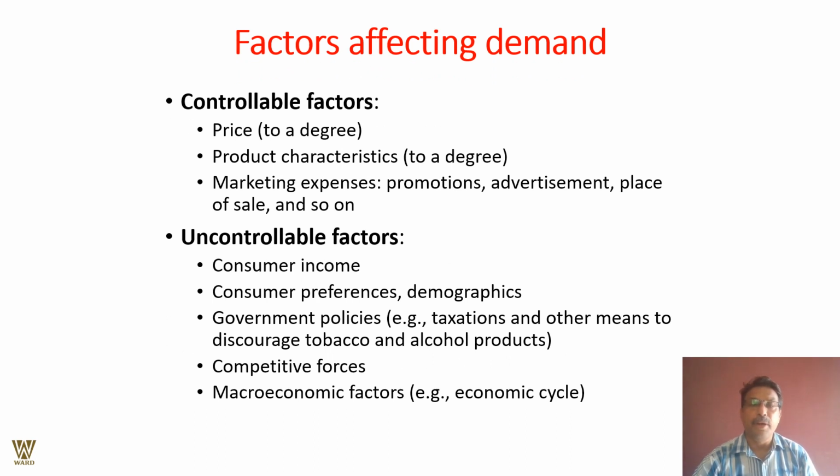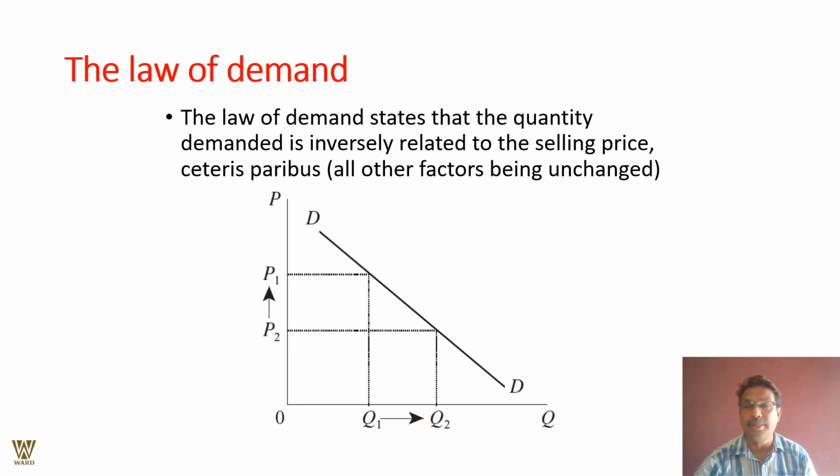Factors affecting demand. Controllable factors: price to a degree, product characteristics to a certain degree, marketing expenses, promotion, advertising, place of sale. All of these can be controlled because they are in the hands of the organization. Uncontrollable factors: consumer income, consumer preferences, demographics, government policies, for example taxation and other means to discourage tobacco and alcohol products. We are also talking about competitive factors and macroeconomic factors, as far as the economic cycle is concerned.